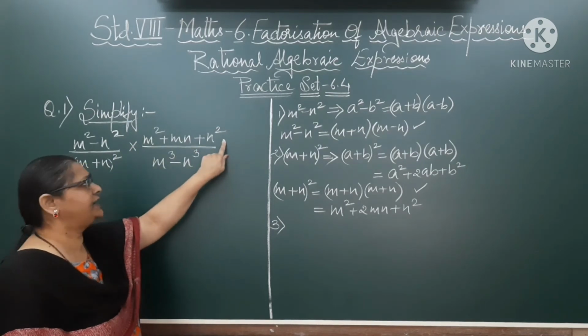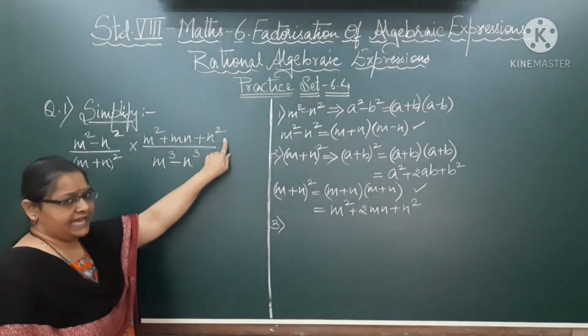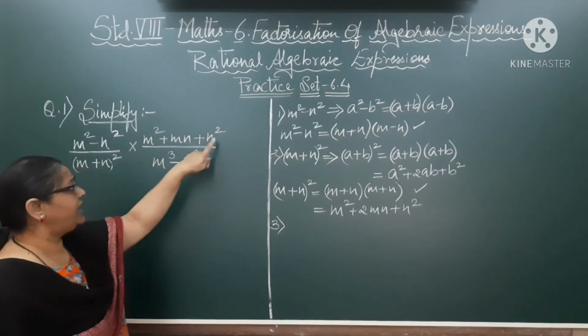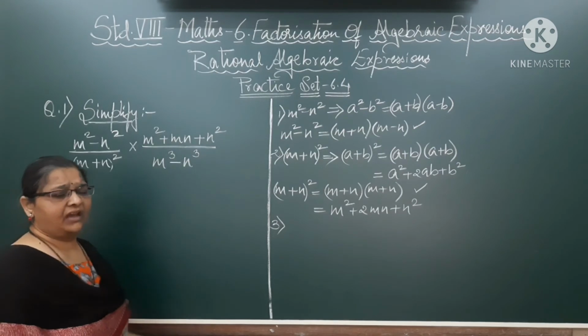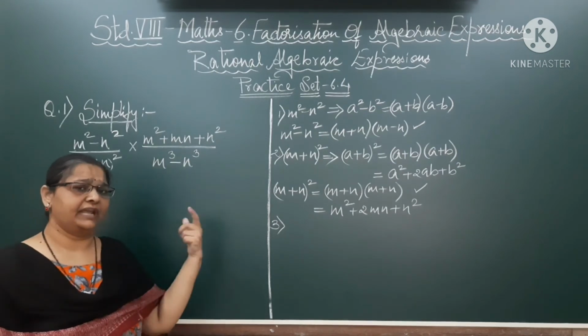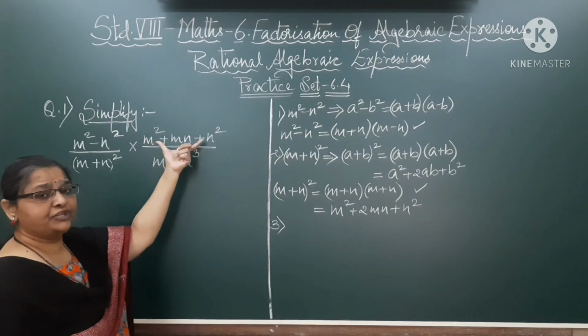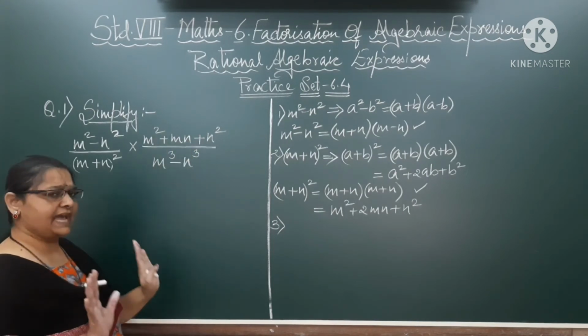Now this expression we can leave it as it is, because here we have m square plus n square, the middle term is mn. I don't think you have learned any expansion formula or factorization formula for such an expression, so we will leave it as it is.